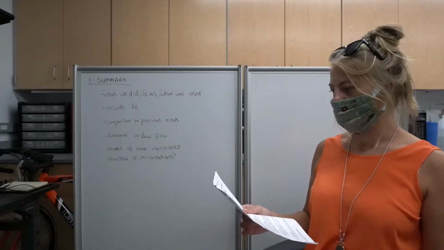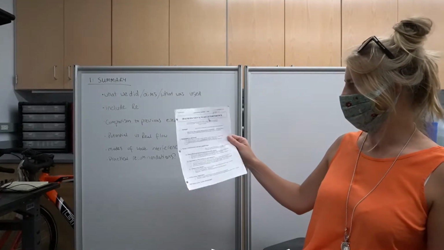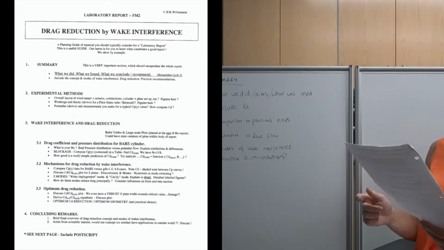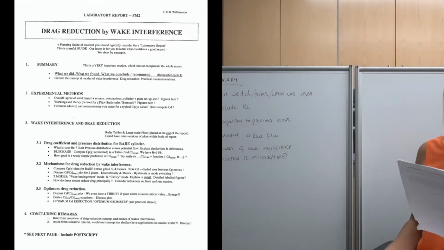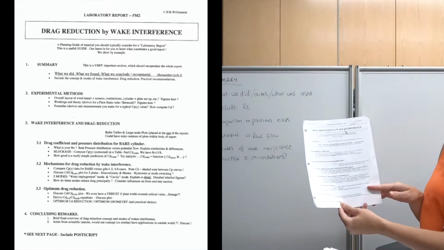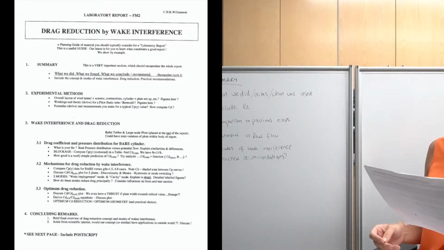Okay, so we're going to start looking at your lab report now. You should have each found online a copy of the lab report guidelines for our drag reduction by wake interference. As Jay mentioned before, we're going to be stepping you through each of these different sections and telling you the expectations for each part of the lab report.